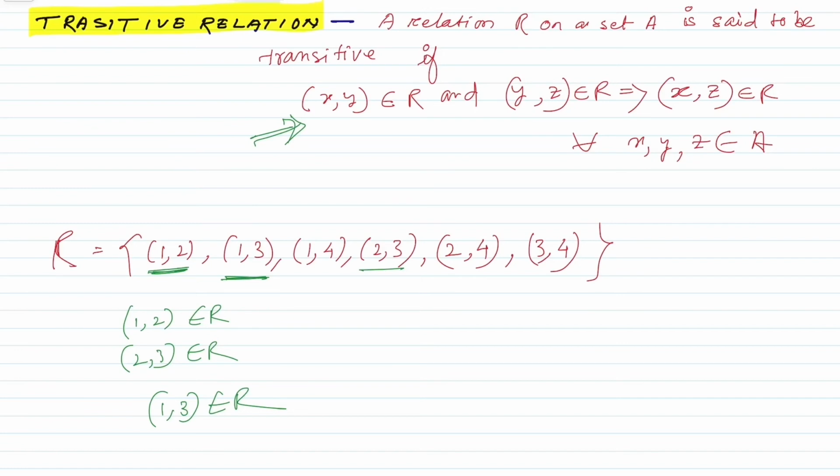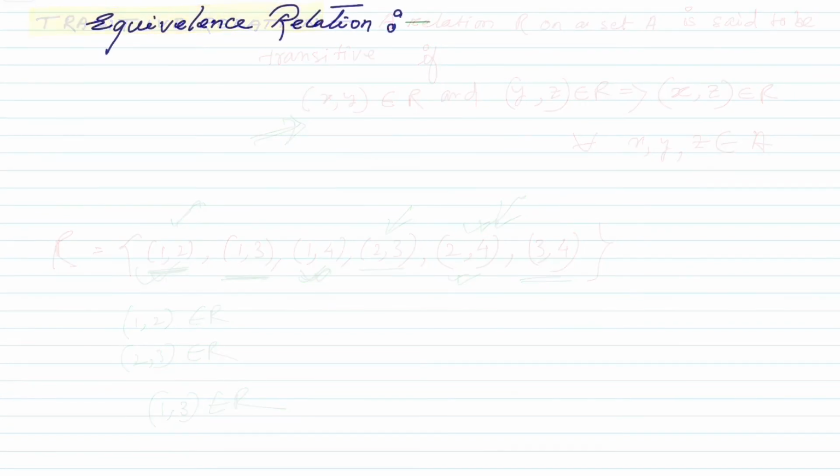Now if you check the elements here, you can see (1, 3) belongs to R. Again it contains (1, 2) and (2, 4), and it also contains (1, 4). So this is also a condition to be transitive. Similarly, we have (2, 3) and (3, 4), and also (2, 4). That's why it is transitive.